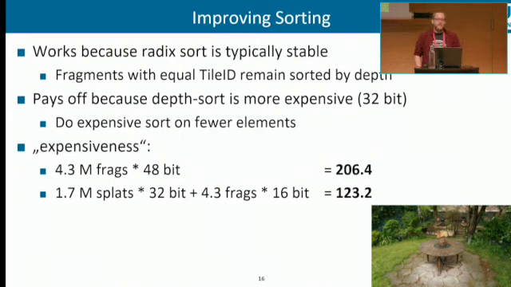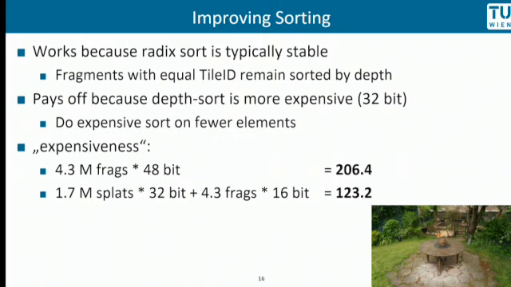So the whole thing works because the radix sort that's used here is stable. So when we duplicate the splats, we make sure that they are still ordered by depth value, and if we then sort by tile ID, all those fragments that were sorted by depth value remain sorted by depth value. And the whole thing pays off because sorting by depth value is more expensive. The keys are larger, and the radix sort scales linearly with the bits in the key.